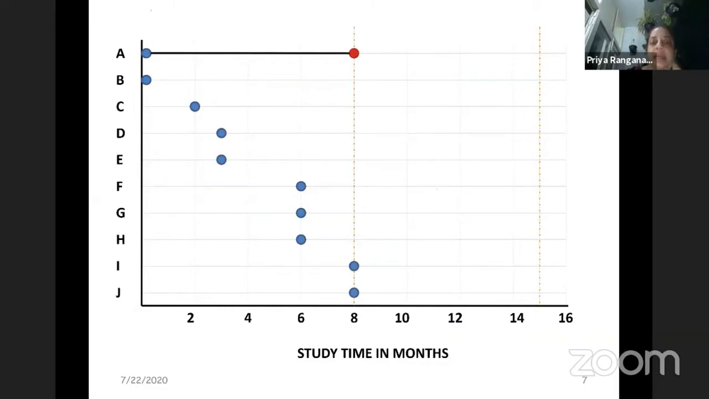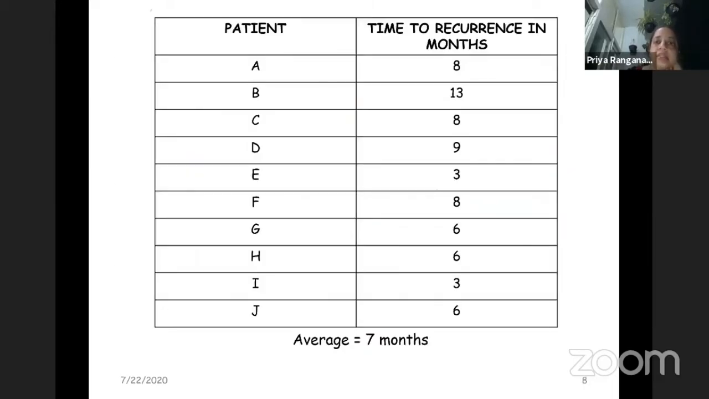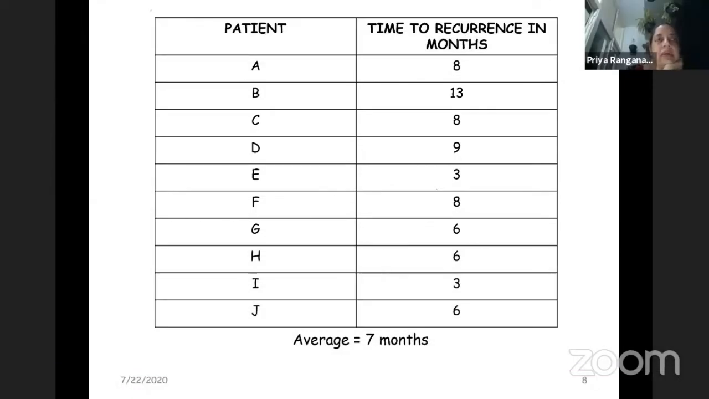So patient A, 8 months after surgery, has a recurrence. Patient B, 13 months after surgery, has a recurrence, and so on. And so you have a value for each of the patients. Now, these are the values. So I already told you A in 8 months, B in 13 months, and so on for each patient. And the average is 7 months. Can anyone tell me, is there a problem with this hypothetical example?